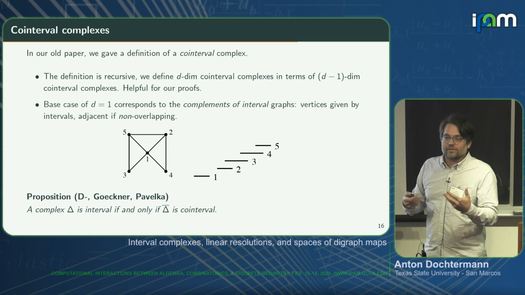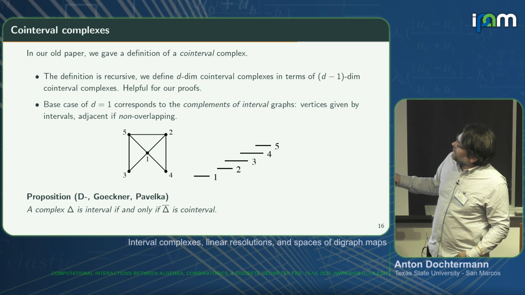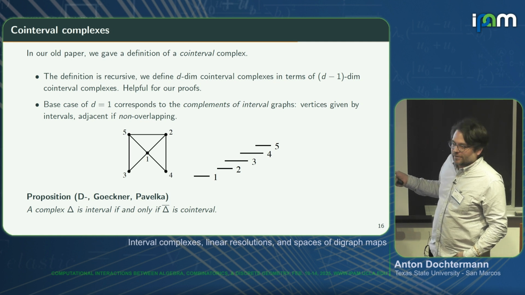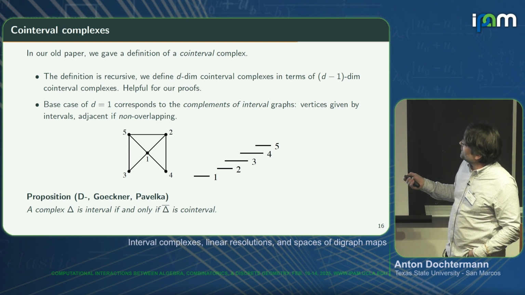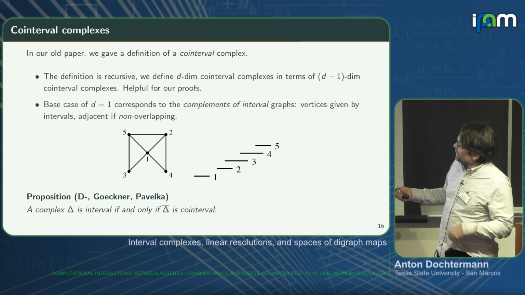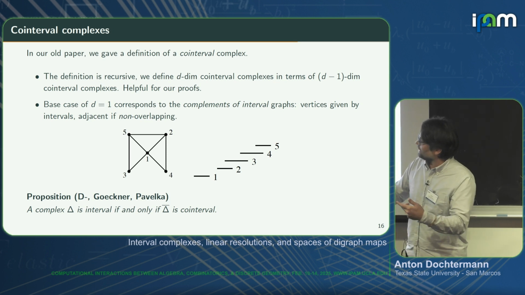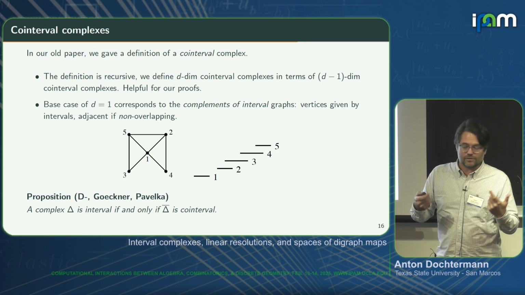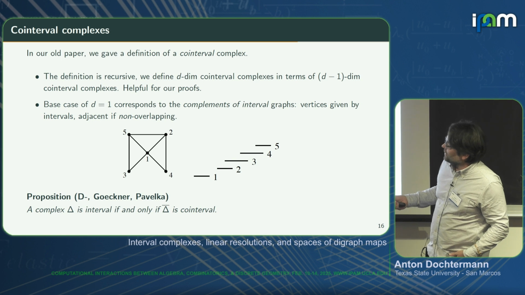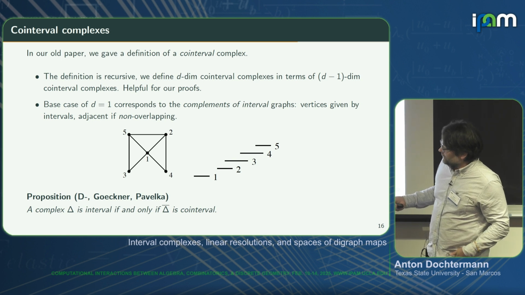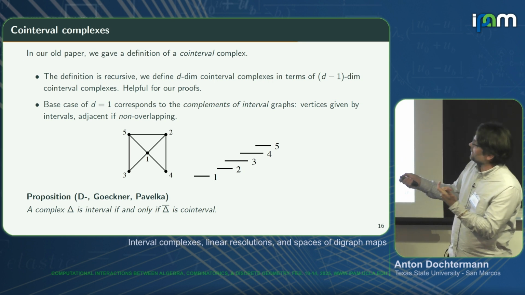We did this because we could work with these complexes that way. And of course, for d equals 1, they're going to be the complements of interval graphs. That's why we coined that term. Maybe not the best term in retrospect, but anyway, now the graph will be given by intervals that don't overlap, that are disjoint. Those will be the edges. And recently with Bennet and Marta, we proved that these are actually the same. So if you take one of those interval complexes that we talked about earlier, the complement will be this thing that I haven't told you.